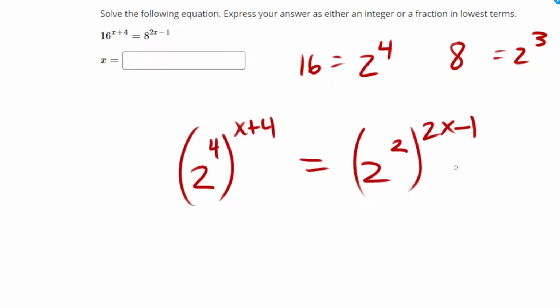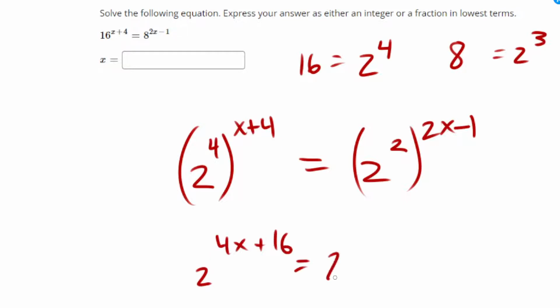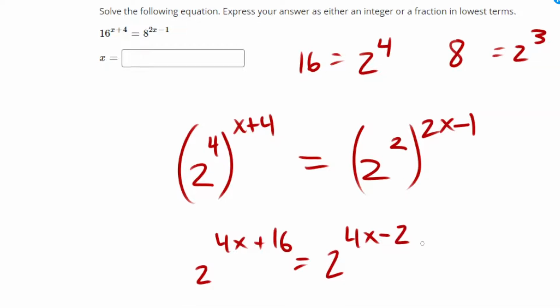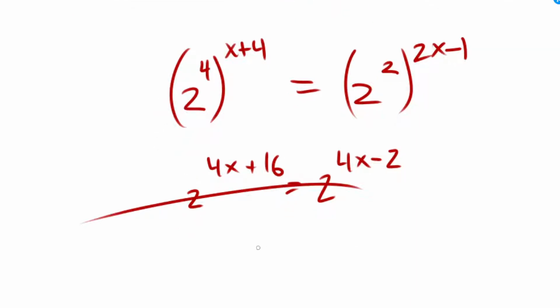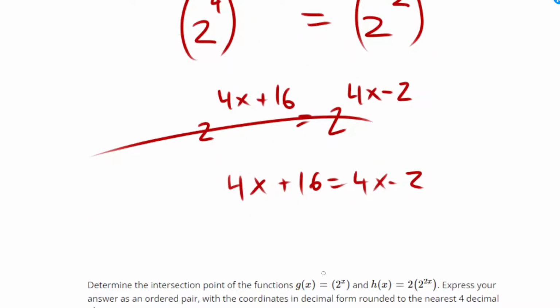Now we can sort of distribute. So we have 2 to the 4x plus 16 is equal to 2 to the 4x minus 2. And now we know that if these have to be the same, we can solve for x. So we'll just imagine that there's no 2 there. We can do 4x plus 16 equals 4x minus 2. So we'll minus 2 from both sides.